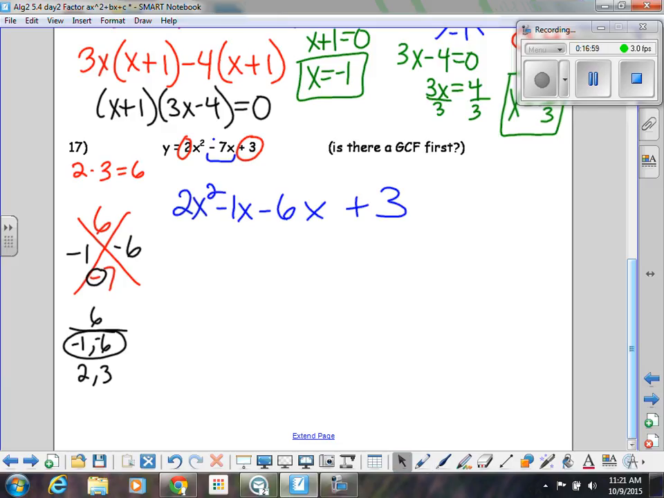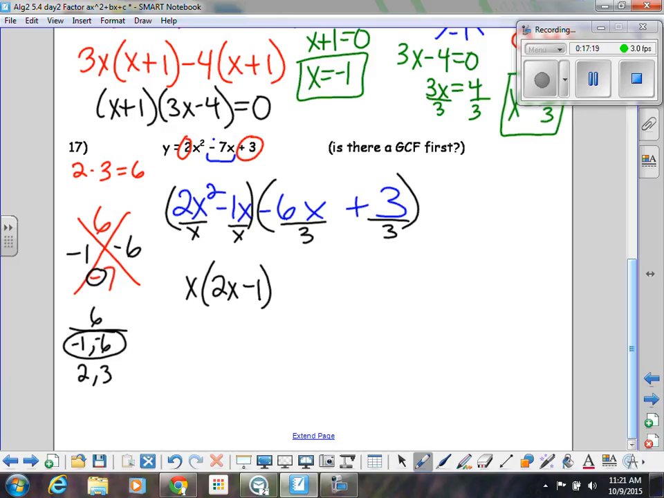All right, so let's group the first 2 together, the last 2 together. So in this first group, I can only divide by an x. So that's going to leave me with 2x minus 1. In the second one, I'm going to divide by 3, but remember what I said, how this first one has a negative? I really want to make sure I divide by a negative 3, not a positive 3.